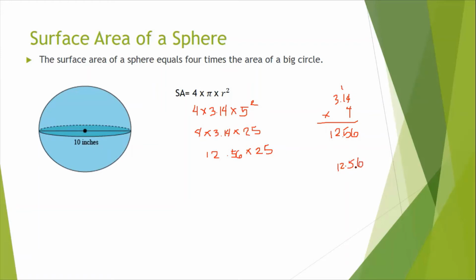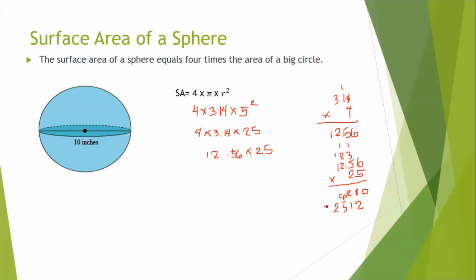12.56 multiplied by 25. 5 times 6, it's 30. 5 times 5, it's 25, plus 3, it's 28. 5 times 2, it's 10. 10 plus 2 is 12. 5 times 1 is 5, plus 1 is 6. Let's go with the 2. 2 times 6, 12. 2 times 5, 10, plus 1, 11. 2 times 2, 4, plus 1, 5. And 2 times 1, that is 2.